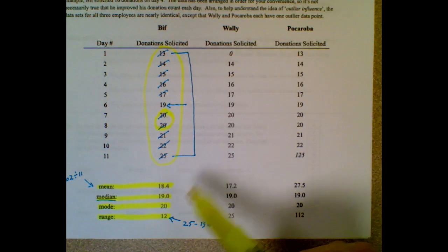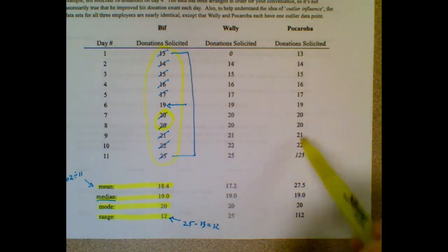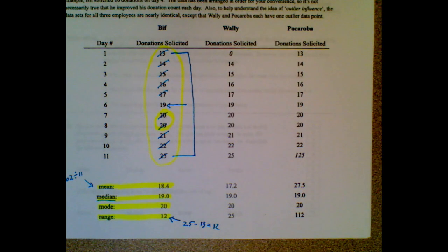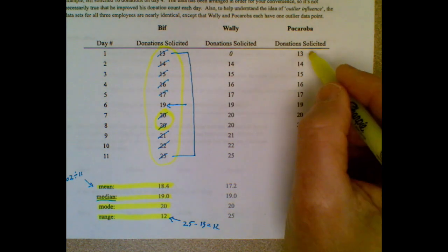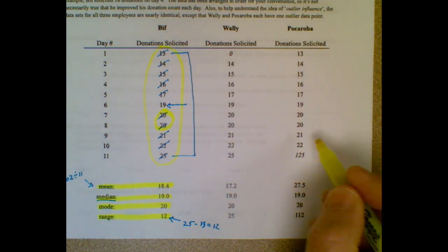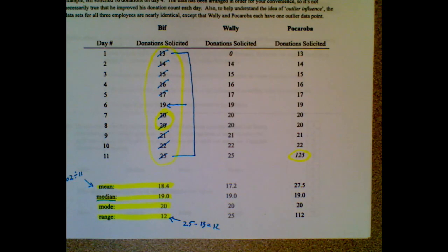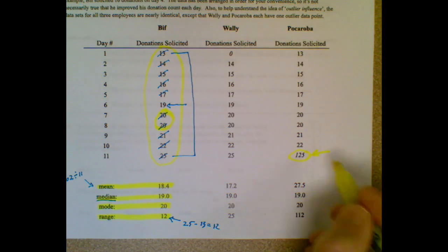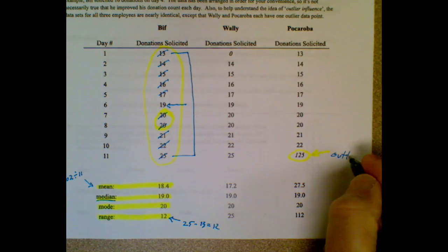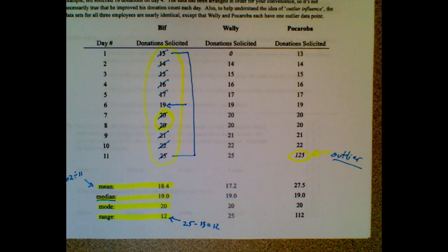You could carry out the same idea with Wally's data and Pocoroba's data, and you would get their mean, median, mode, and range. One thing now to point out, though, is an outlier. An outlier is a data point that seems unusually different than the rest of the data pieces. So if you look at Pocoroba's data list, 13, 14, 15, 16, 17, lower 20s, all of a sudden 125. That 125 is an outlier, and that's going to be changing some of the measures that you have.